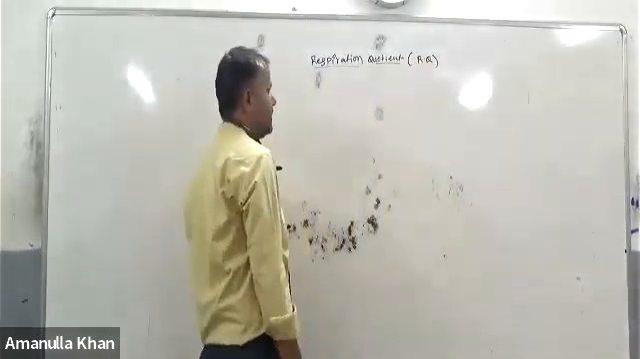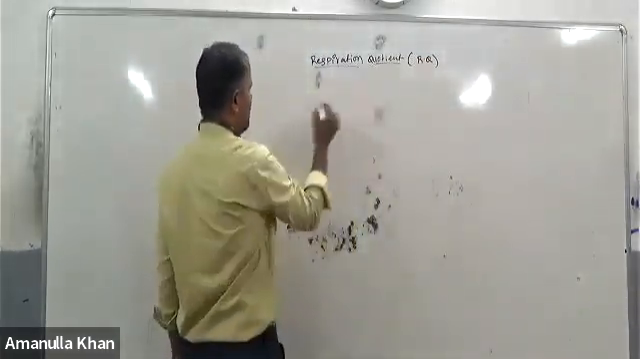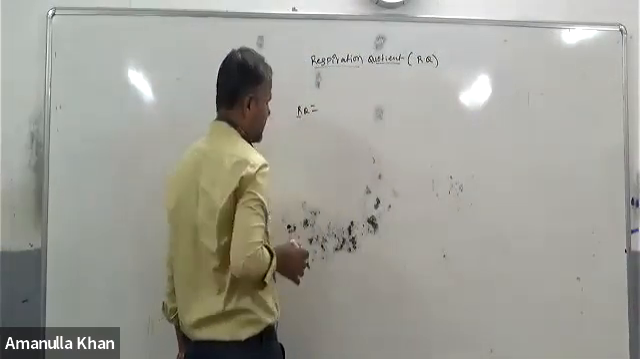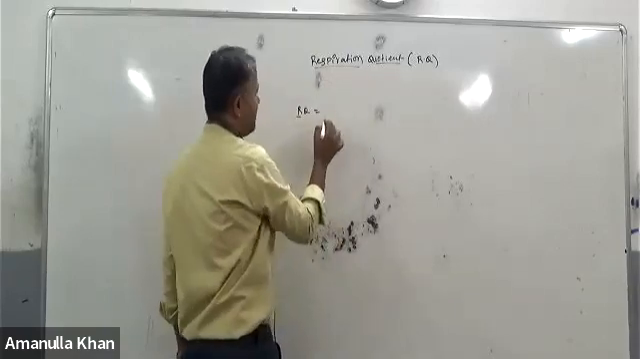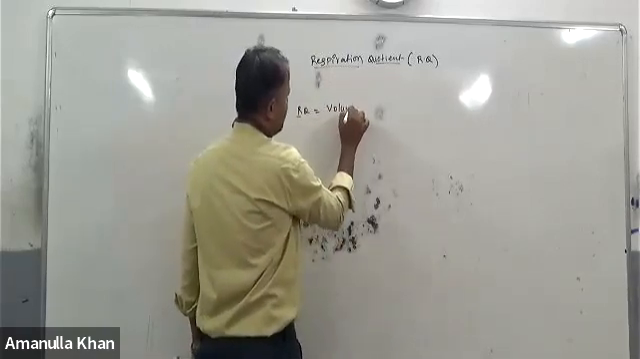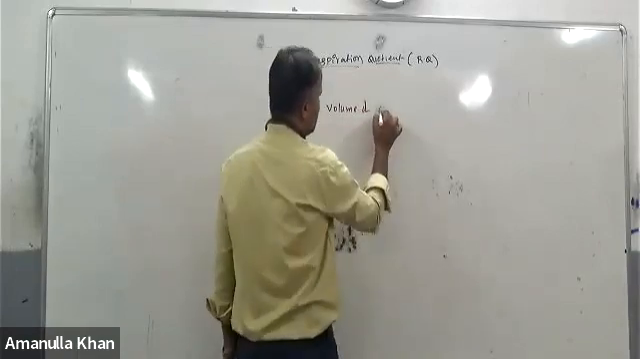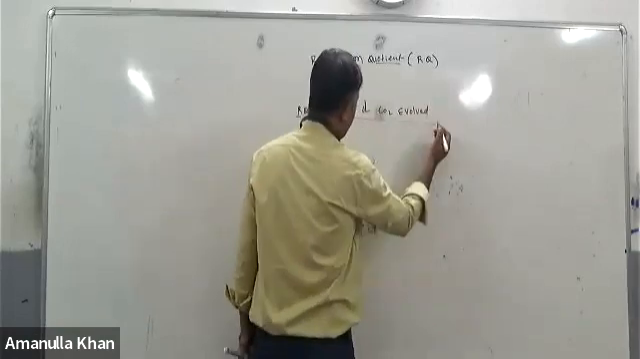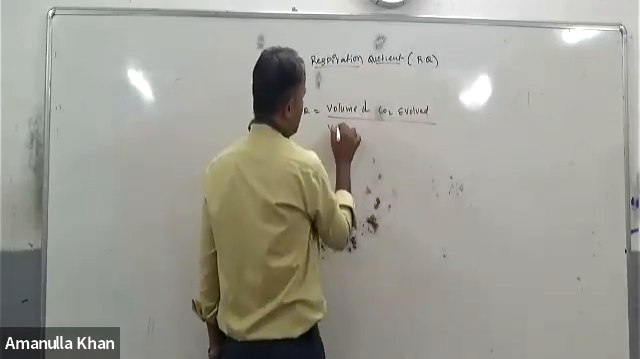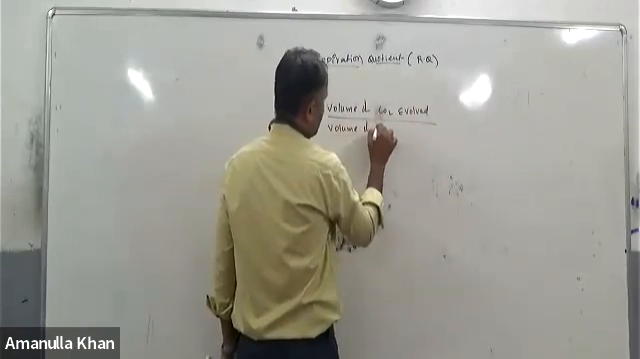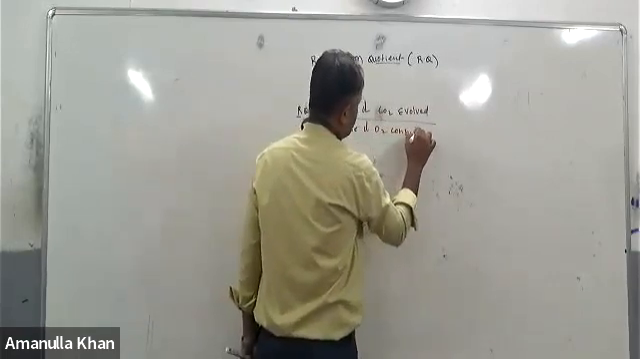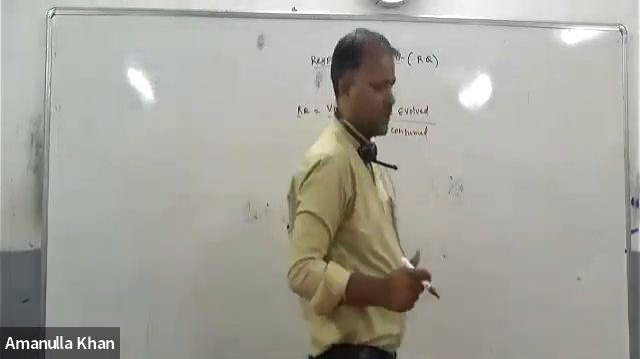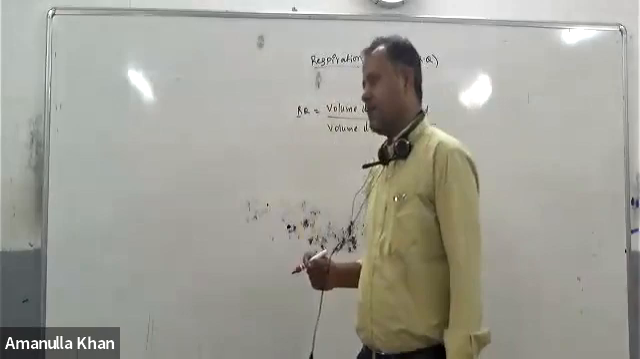In short form, it's called RQ. What is the RQ? R means respiration, Q means quotient. RQ is the volume of CO2 evolved by volume of O2 consumed. This is called the respiration quotient.